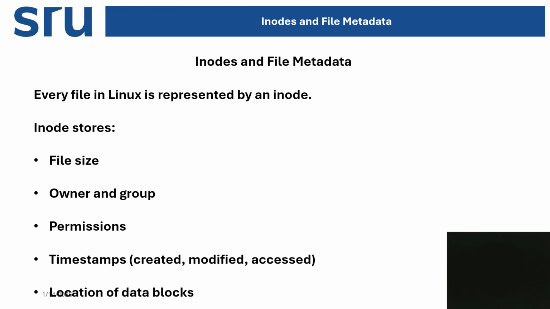The first field is file size, meaning the size of the file. Suppose there is a file or directory, it maintains the size of the file. The second one is owner and group. Already you have observed three categories: owner, group, and others. Owner means who has created that file. Group means some collection of users. We need to mention who is the owner and who is the group. Others means the remaining users other than the owner and group.